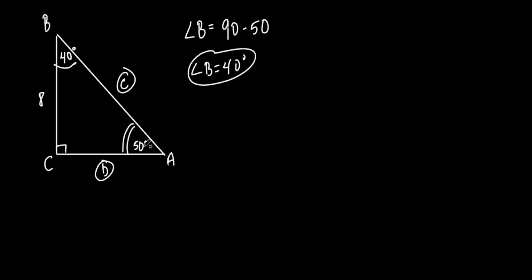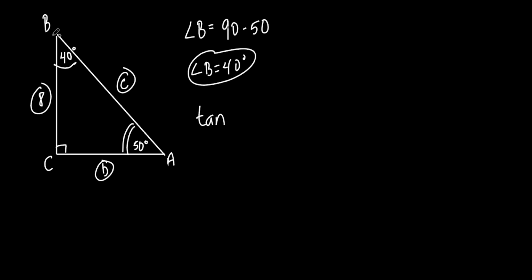Do I know another side on this triangle? Yeah, I know this, don't I? What side is that to the 50? It's opposite. So I've got opposite and what else? Adjacent. We did this one before. Which one uses opposite and adjacent? The tangent. That's right. So I take the tangent of what?